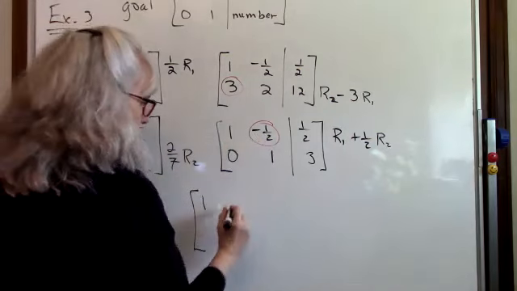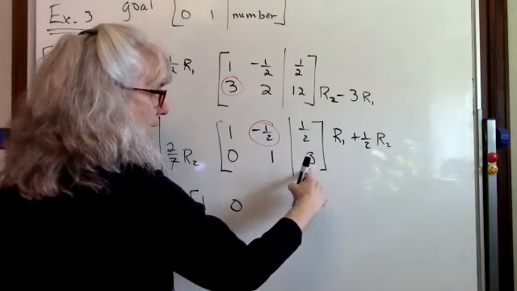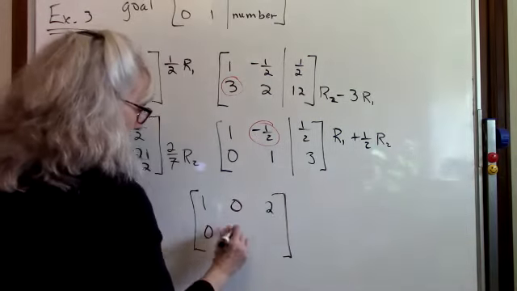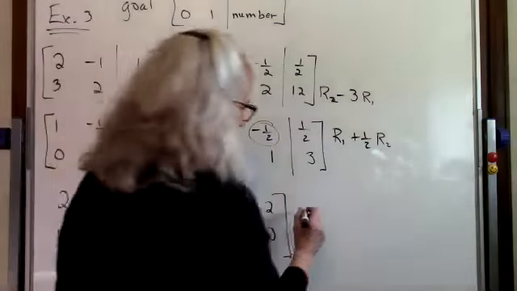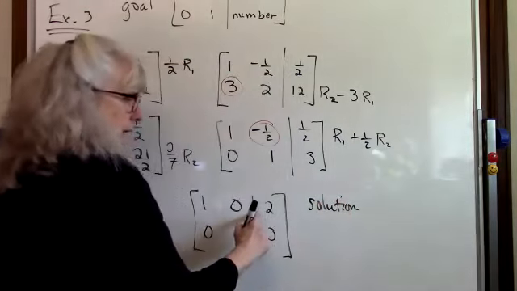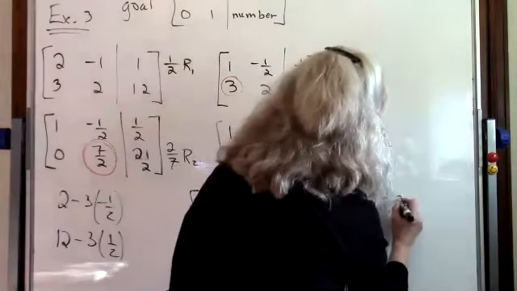Negative 1/2 plus 1/2 is 0. I have 1/2 plus 3/2, which would be 4/2, which is 2. And then we have our 0, 1, and 3. And yay, we finished it. So now we have our solution: x is 2 and y is 3.